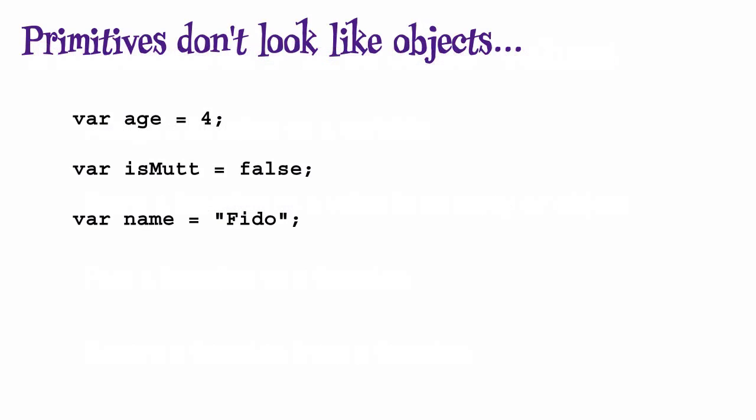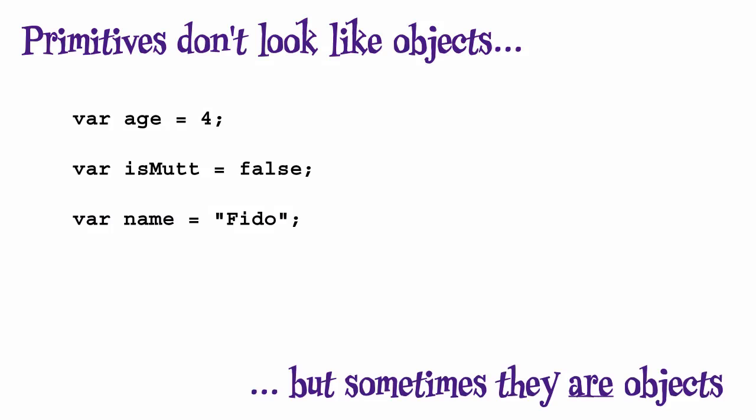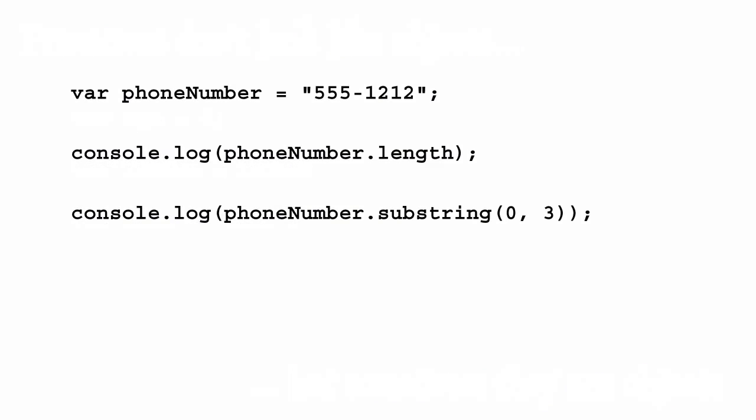Finally, let's take a look at numbers, booleans, and strings. We know that these are primitive values in JavaScript. In other words, they're definitely not objects, and yet sometimes they are objects. The best example of this is a string. Let's say we create a string phoneNumber and set its value to 555-1212. At this point, phoneNumber is a primitive string. But even though phoneNumber is not an object, we can use properties and methods like length and substring, just like we could if it was an object.